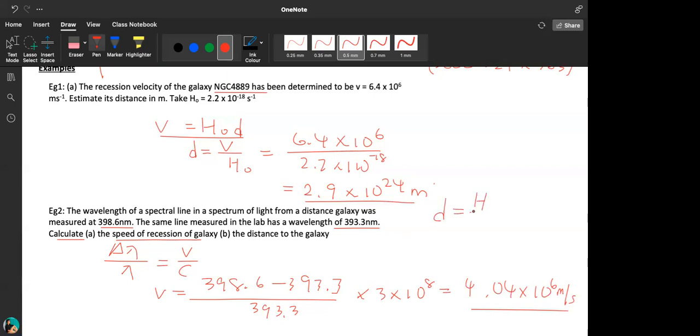The second part. Oh, sorry. This one should be v over H naught. Should get 1.84.